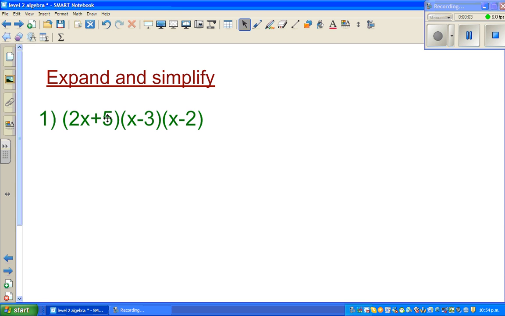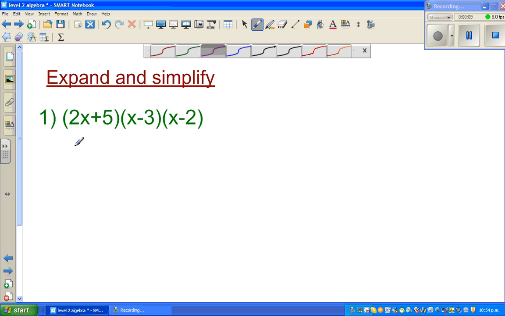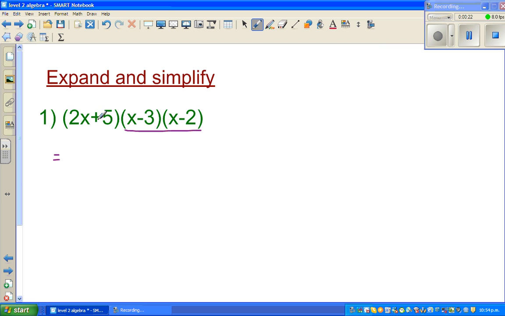Let us expand and simplify this expression. You've got three brackets. So expand this. You can't expand three brackets all at one time. So first I'm going to expand these two brackets and then I'll expand with this bracket.